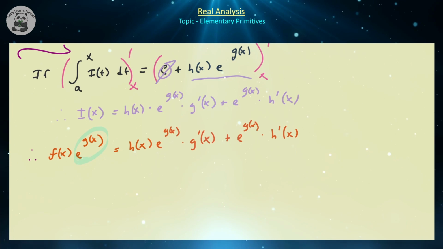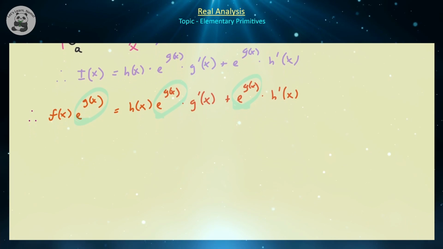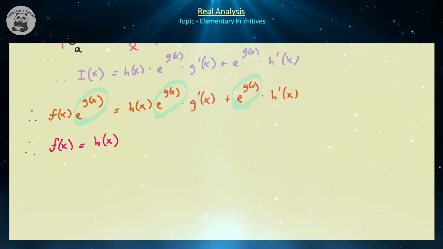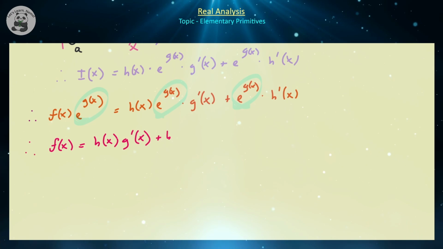Note here that we have e to the g of x in every single term of this expression, and that's never equal to 0 as long as g of x is not infinite or negatively infinite. So this is going to be equal to, f of x is equal to h of x times g prime of x plus h prime of x.